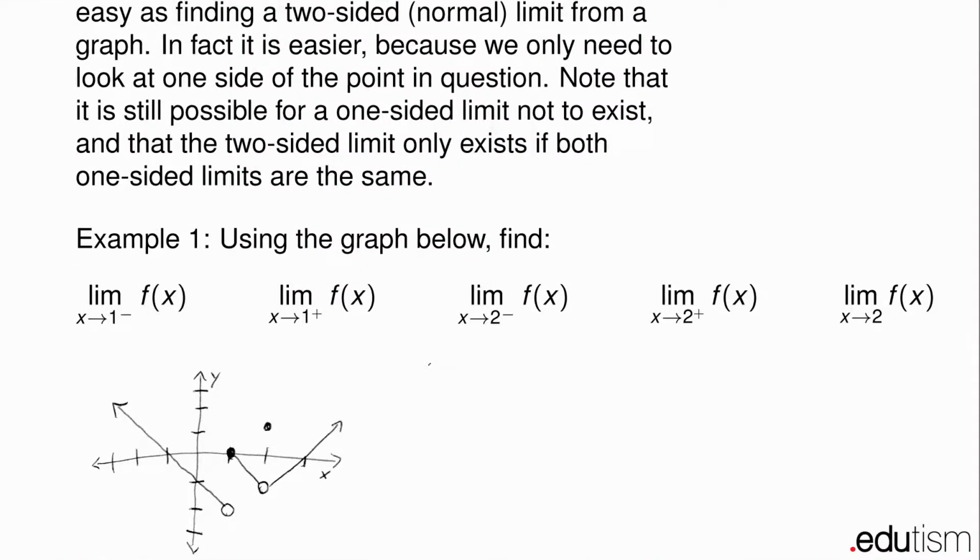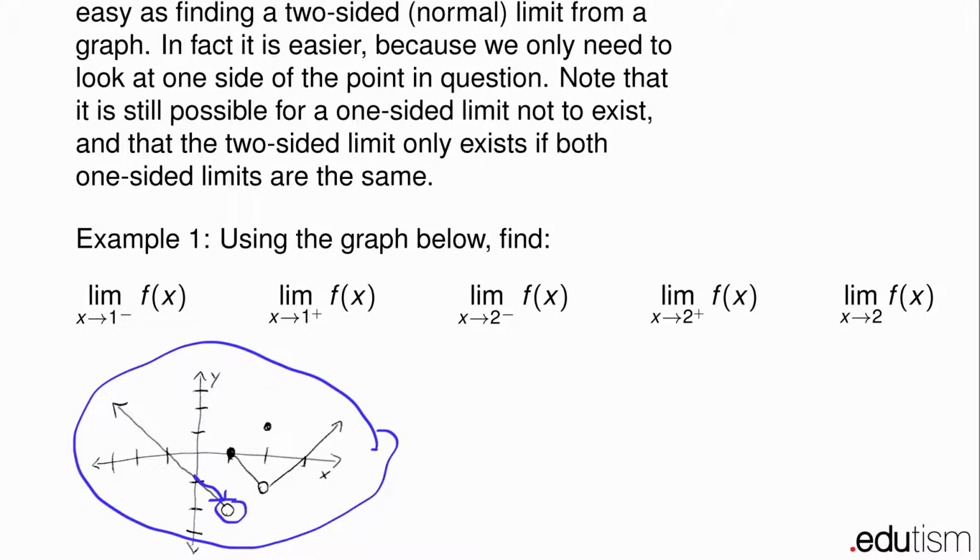In example 1, we're going to use this graph that's given here to find a number of one-sided and two-sided limits. To find the limit as x goes to 1 from the left of f of x, we're going to approach the x-coordinate 1 from the left along this line here. We approach this point here, which has y-coordinate -2. If we want to approach 1 from the right, we're going to approach the x-coordinate 1 along this line here. We approach this point here, which has y-coordinate 0.